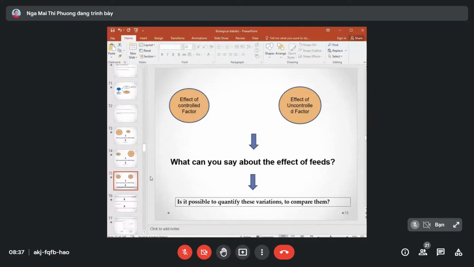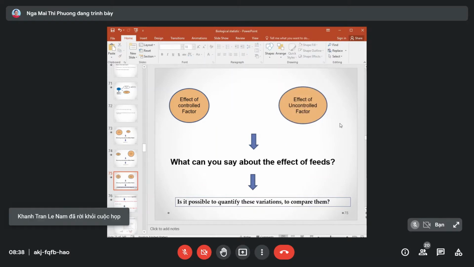So there are three possibilities. You could have a big effect of control factors, and in this example, the control factor is the feed type, and a small effect of uncontrolled factors. The second possibility is a small effect of control factors and a big effect of uncontrolled factors. And the last case is an equal effect of control and uncontrolled factors.